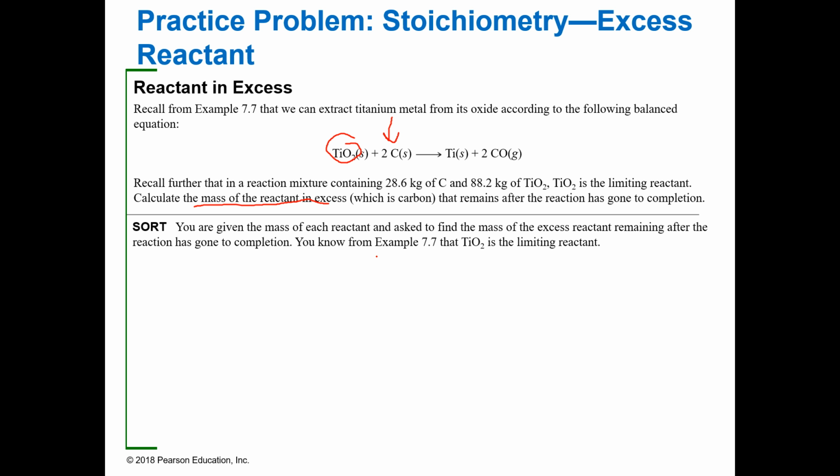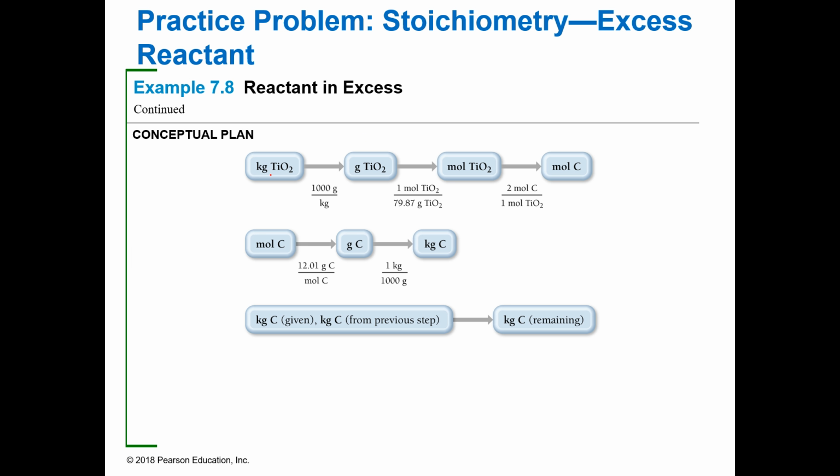So to find how much of the carbon is left over, we're going to use our limiting reactant. Our limiting reactant, which is the 88.2 kilograms of titanium oxide, if all that reacted, we can calculate how much carbon also reacted simply by using their ratios. So we're going to go from the limiting reactant, which is our titanium oxide, to find out how much carbon. So we're just doing the same thing. We're just using the limiting reactant to figure out how much of the other reactant was used.